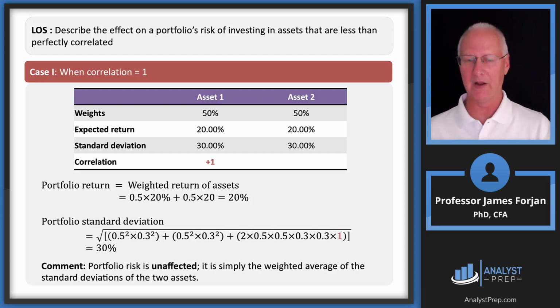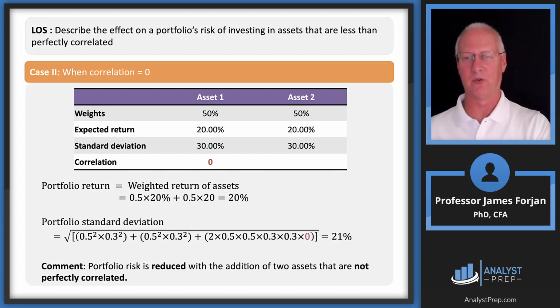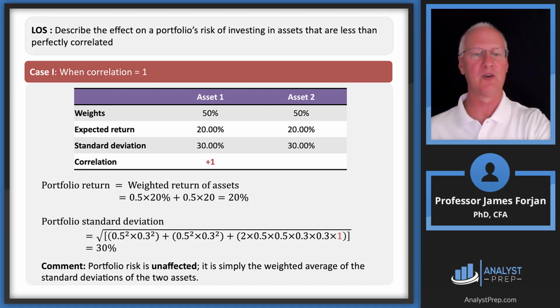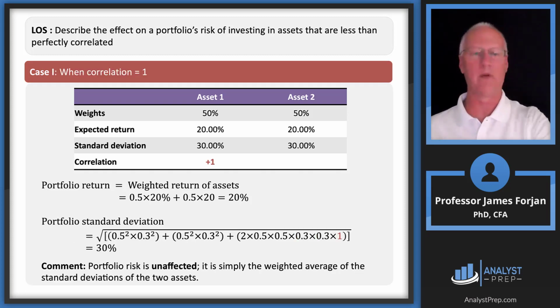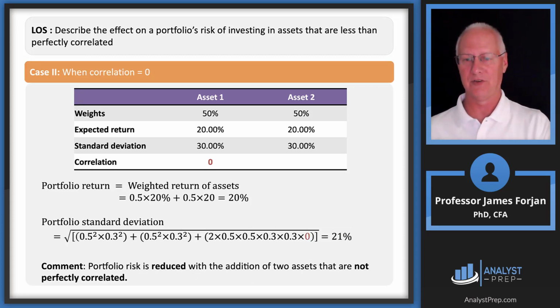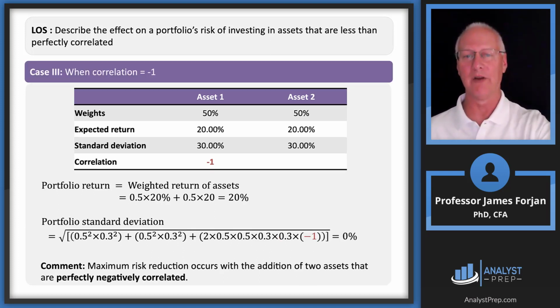Now, let me go back here. Here's +1, 30%. Here's 0, 21%. So if we had a bunch of other slides that had correlations of 0.9, 0.8, 0.7, all the way down to 0, we would go from 30% to 28% to 26%, right, to 25 down to 21. The diversification benefits increase as correlation goes from +1, where there was no diversification benefit, to 0, where there are substantial diversification benefits.